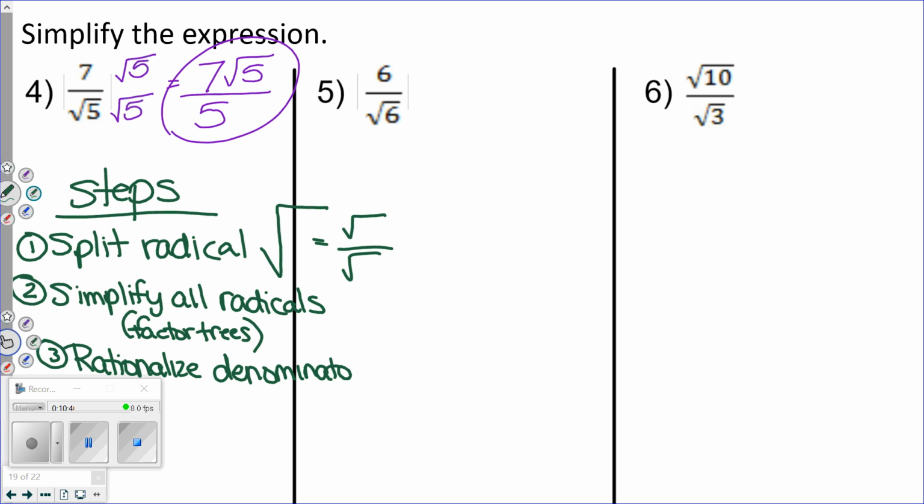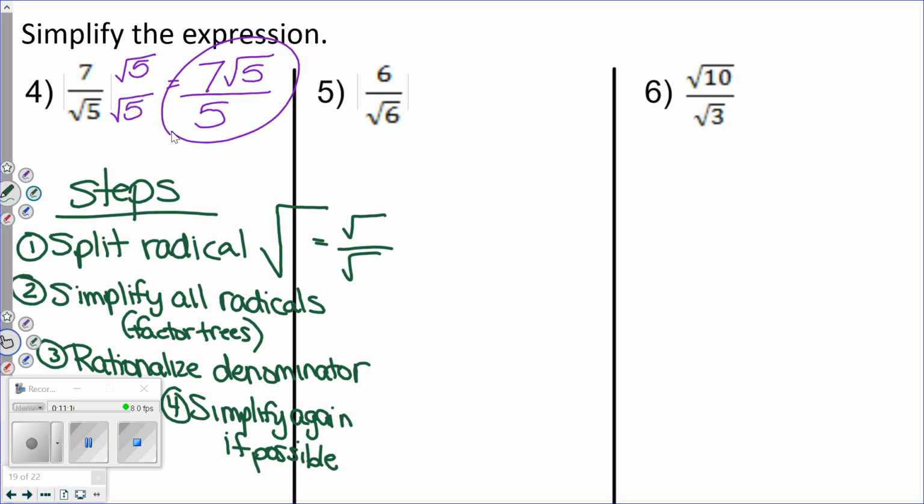All right, so rationalize denominator. That's where we're multiplying top and bottom by whatever that radical is. And then your last step is to simplify again, if you can. So simplify again, if possible. Sometimes it happens, sometimes it doesn't.